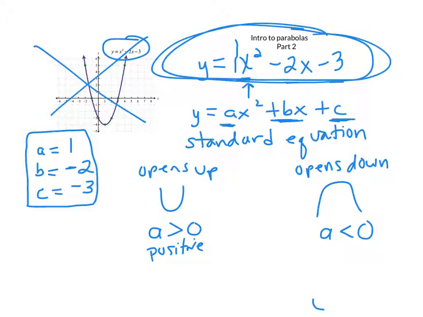That's a good way to remember it. If your a value is negative, it's going to be a frown, just like negative people are generally frowning. It's kind of a sweeping statement, but it works. It kind of helps you remember. So you can get that really easily from just looking at the equation.